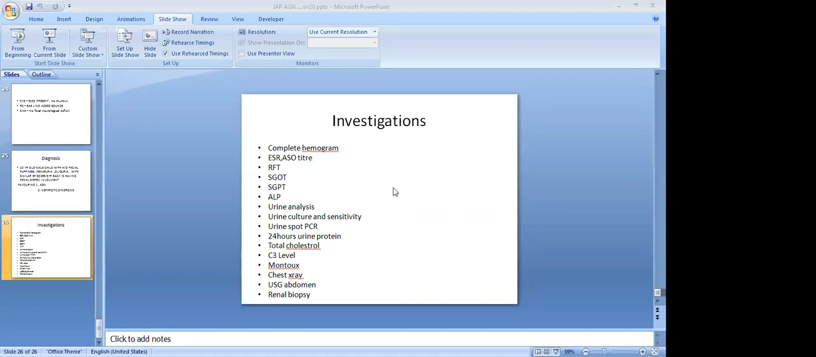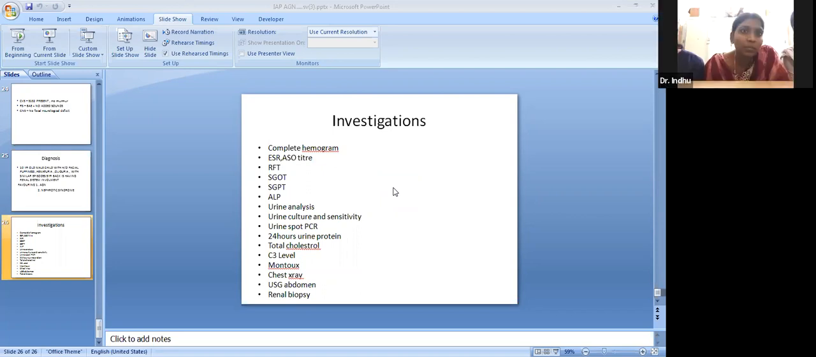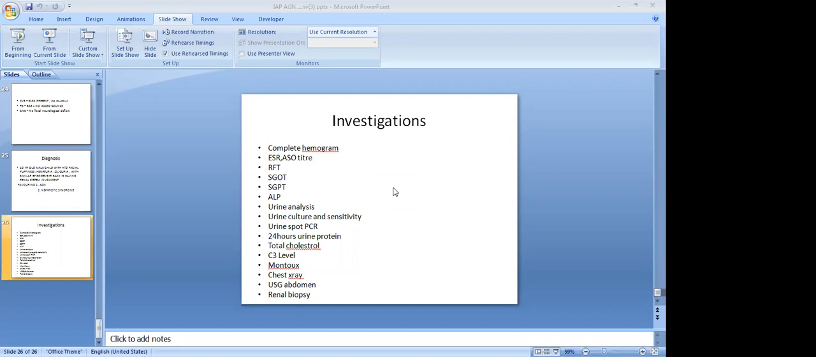Endocapillary hypercellularity, diffuse proliferative endocapillary hypercellularity will be there. That is the reason for oliguria and edema. Okay, and even hypertension. IF, immunofluorescence. Very good. Proceed.